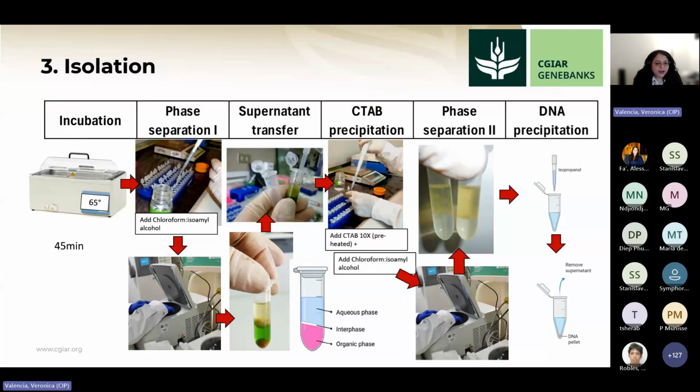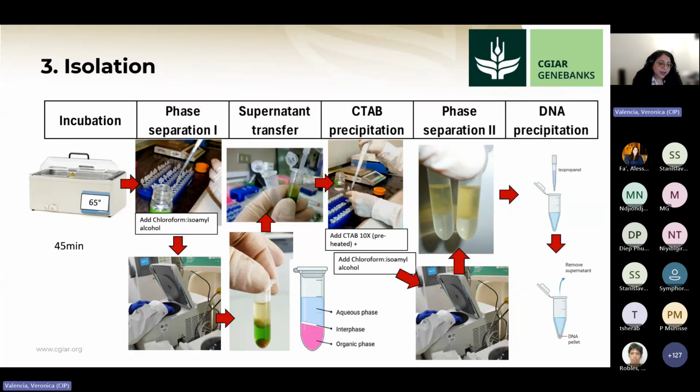And we have to be very careful not to touch the interface of the organic phase when we do the supernatant transfer. So we use wide-bore tips for this. And even if you leave a little bit of the CTAB here, it's better than to contaminate your sample with chloroform or a little bit of the organic phase of the interface, right? So we pass from one tube to another clean sterile tube. And after that, we add the CTAB.